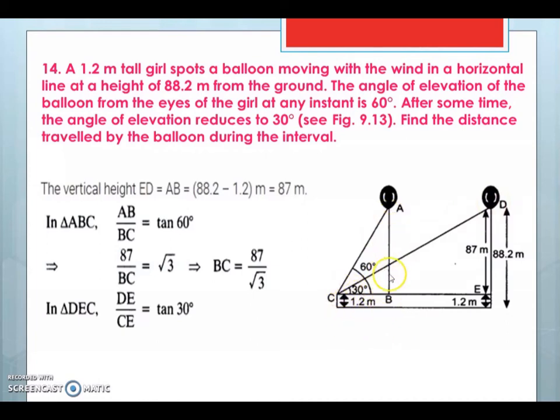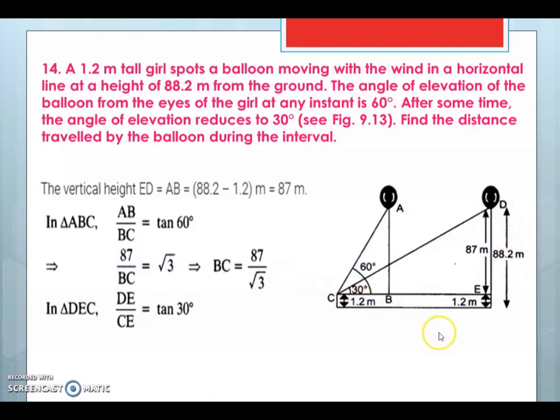Now this distance AB will be 88.2 minus 1.2, because the angle of elevation starts from the eye level. Which means the height of the person has to be subtracted to get this perpendicular height. So that is 88.2 minus 1.2, 87 meters. So first apply trigonometric ratio in triangle ABC. Tan 60 is equal to AB upon BC, that is 87 upon BC is root 3. So BC is 87 upon root 3.